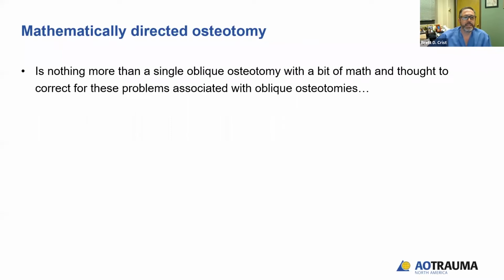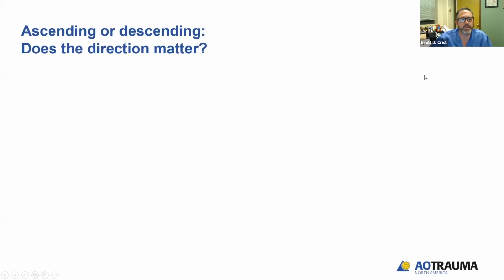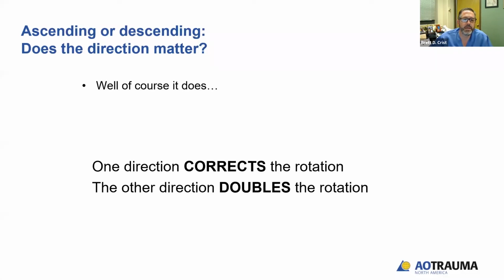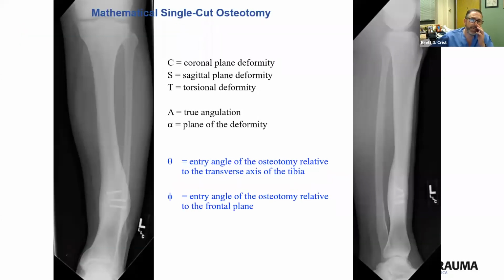And then the mathematically directed osteotomy is nothing more than a single oblique osteotomy with a bit of math and thought to correct these problems with oblique osteotomies. So then it's really critical to understand if you do an ascending or descending cut, because it totally does matter. Like he said, one direction corrects the rotation and the other direction doubles it. So nobody wants to do that. So these are some of the angles that are created and where the entry angle for the osteotomy is relative to the transverse axis, and I'll show that he had on the model, and then relative to the frontal plane.